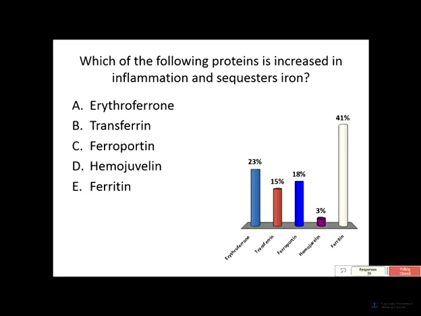But ferritin is increased in inflammation and is part of the iron sequestering process.